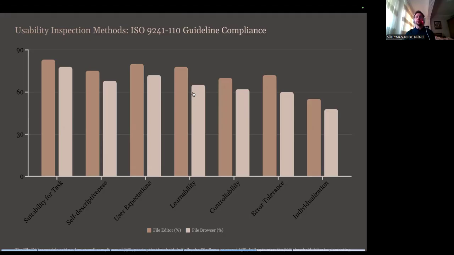On the other hand, the file browser initially scored only 65%, which was below the required level. However, after we made improvements like adding better progress indicators and improving the user interface, the file browser score increased to 73%, which means it also met the usability standards. Next slide, please.